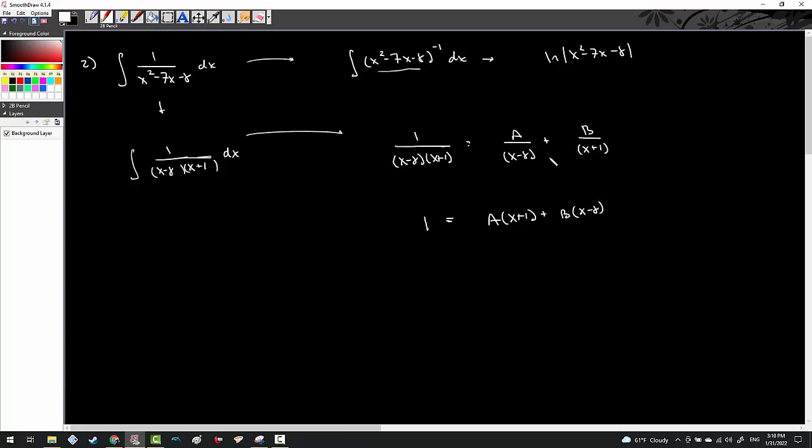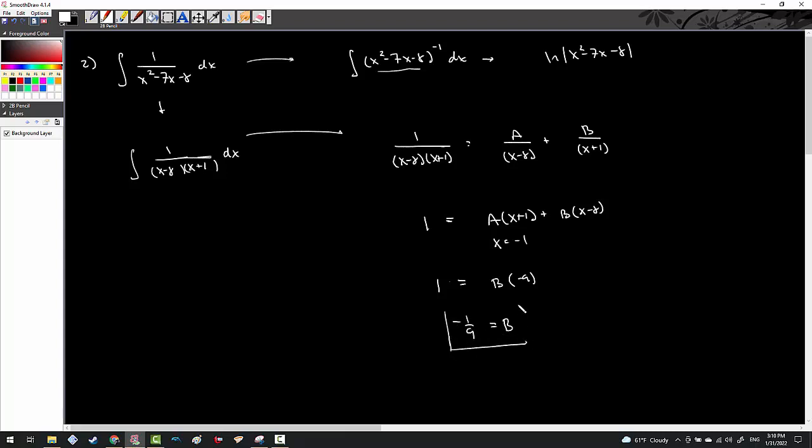So from here, let's take on some risky business. What we've got is 1 equals this. So what I'm going to do is let x equal negative 1. What that's going to do is make the a part go away. Again, I'm doing risky business to solve for b and a. And if I let the a part go away, I get 1 equals b times negative 1 minus 8, which is negative 9, which means b equals negative 1/9.